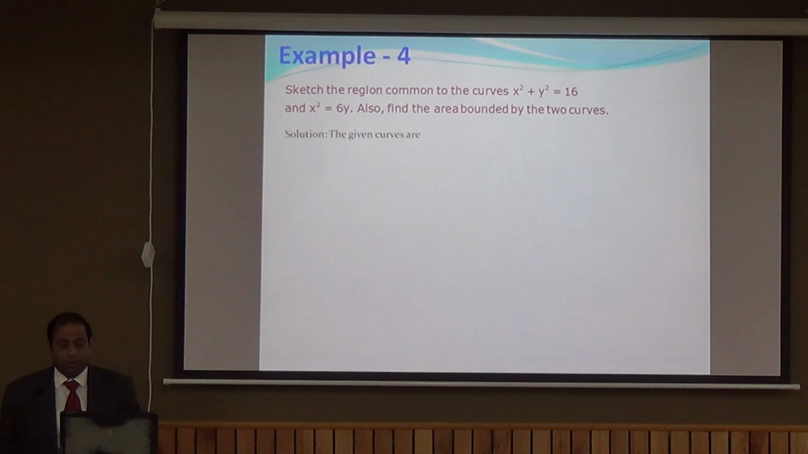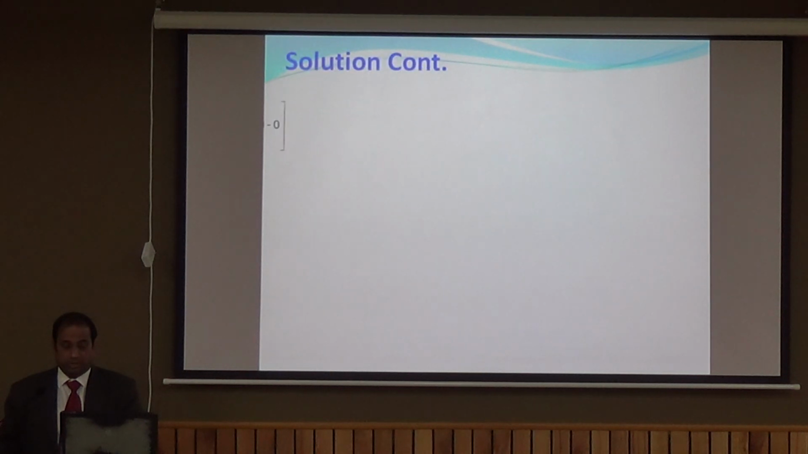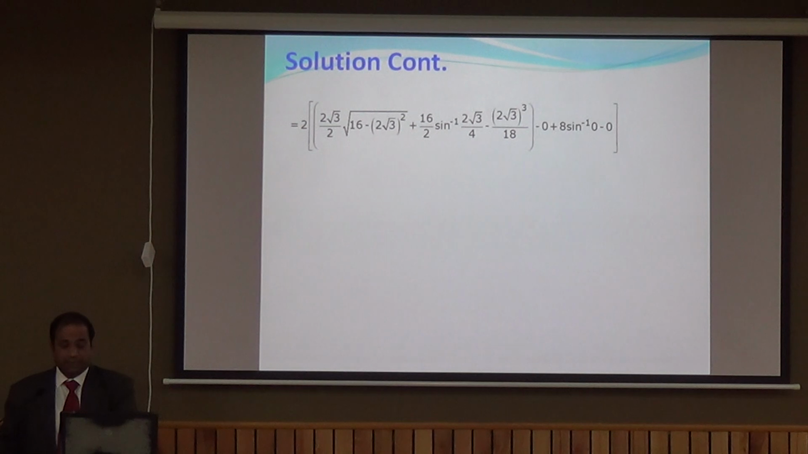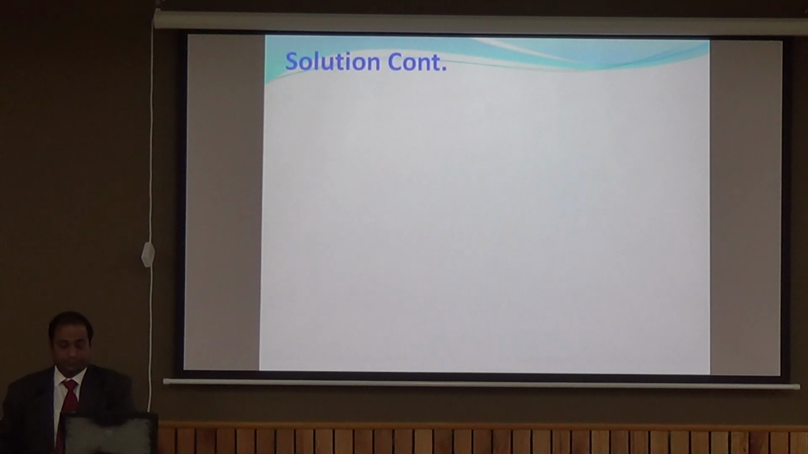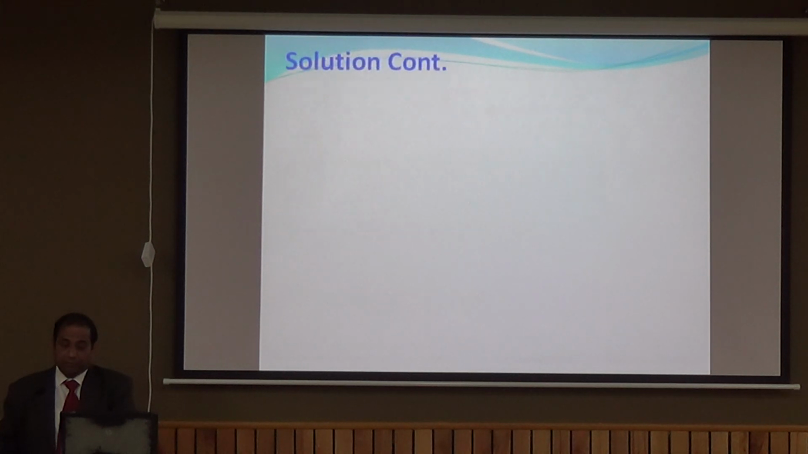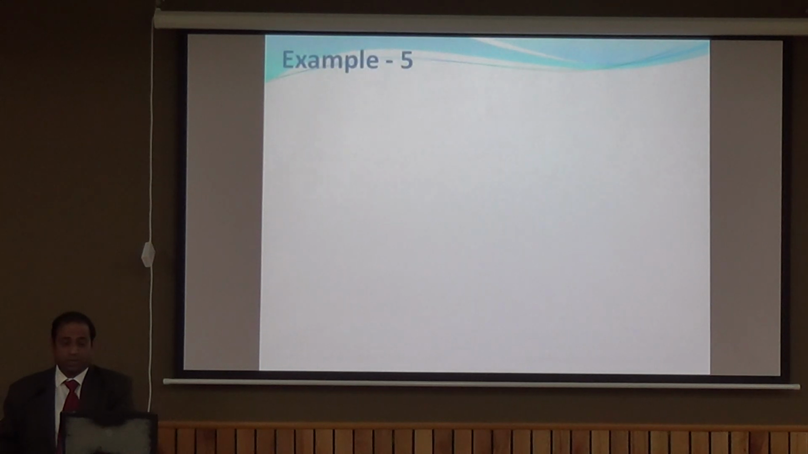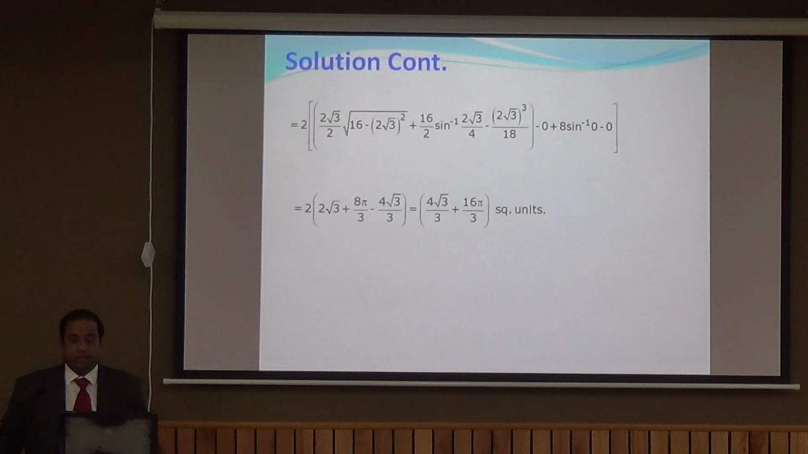First of all, we need to find the points of intersection of the given curves. We will substitute the values in terms of y in both curves, and by simplifying these two equations we calculate the points of intersection. The values we get are y is equal to 2 and y is equal to minus 8. After that we will draw the diagram of the curves and find the area of the region.